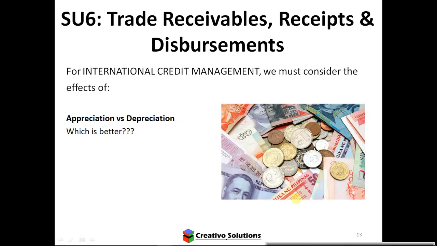So which is better? There is no better option, appreciation or depreciation. Depending on your strategy, and whether you're an importer or exporter, that will affect your decision making in terms of what you would prefer the currency to do: increase or decrease in value. There's the note about international credit management. We just spoke about it. Currency is the most important risk that companies need to deal with in terms of foreign transactions, transactions that take place with companies abroad.